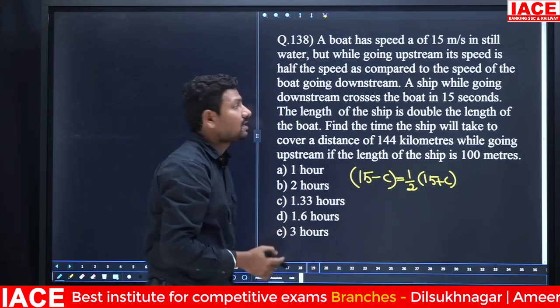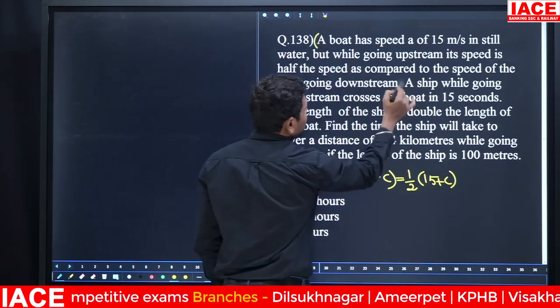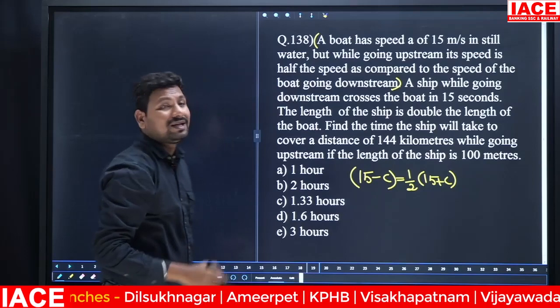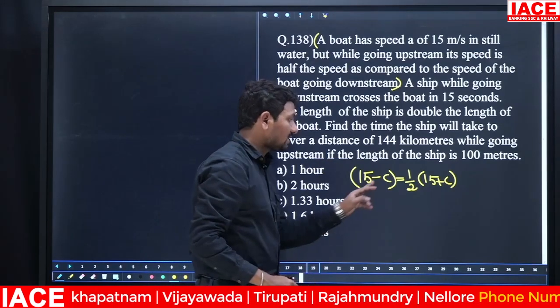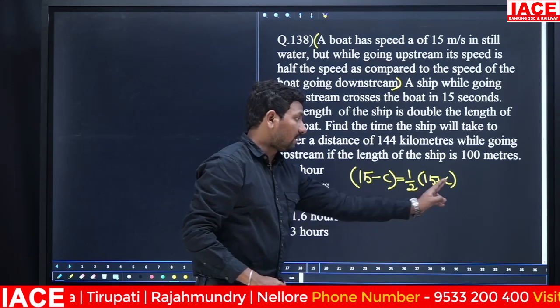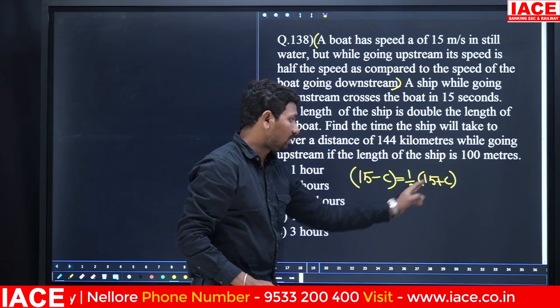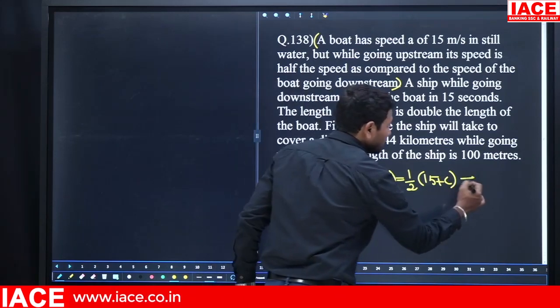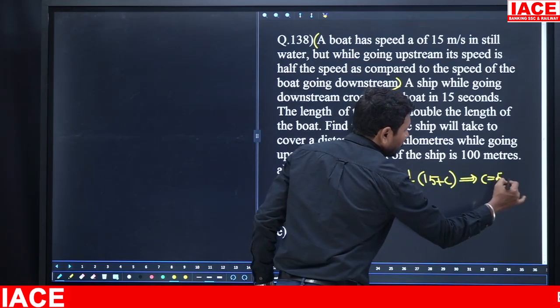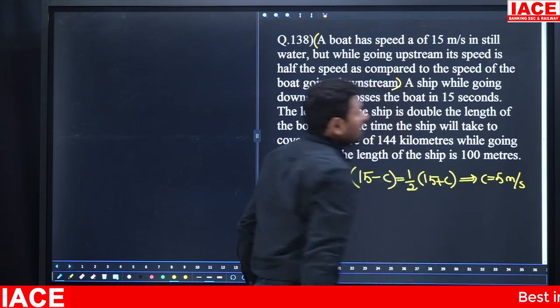Once you solve these three lines, you will get the current speed value. What is the current speed value? You can observe that the current speed value becomes 5. 15 plus 5 is equal to 20. 20 by 2 is equal to 10. Then 15 minus 5 is also 10. From this we can write C is equal to how many meter per second? Here 5 meter per second.